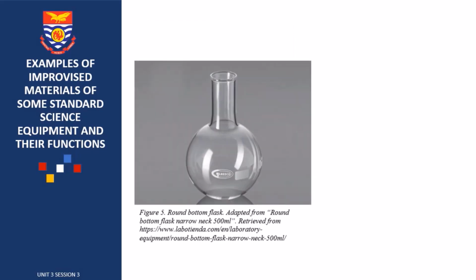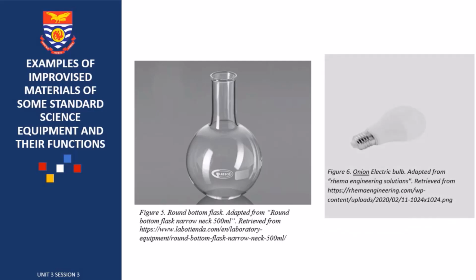Another example we want to look at is the round bottom flask. The round bottom flask is another important science equipment. It is used for heating or boiling liquids. Due to the round nature of it, it helps for even distribution of heat. The improvised version of the round bottom flask could be an old electric bulb, the bulb that produces light for us to see. We can use it as a round bottom flask for heating in the science lab.